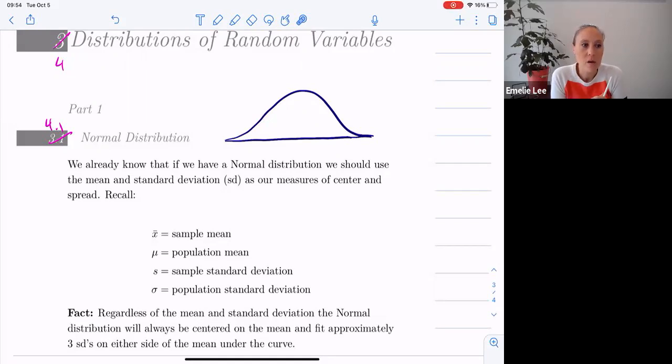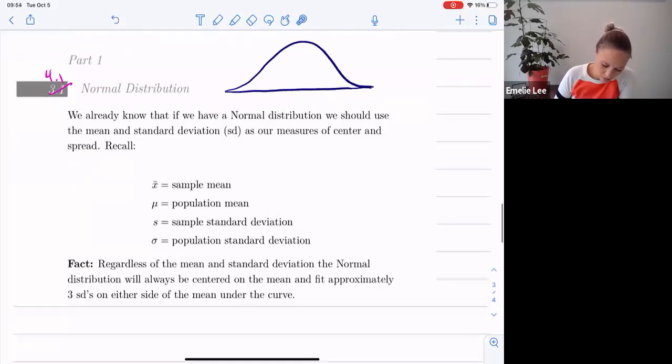Okay, and just to refresh some notation here, because it's been a while. Remember, X bar is the sample mean, mu is the population mean, S is the sample standard deviation, and a lowercase sigma is the population standard deviation.